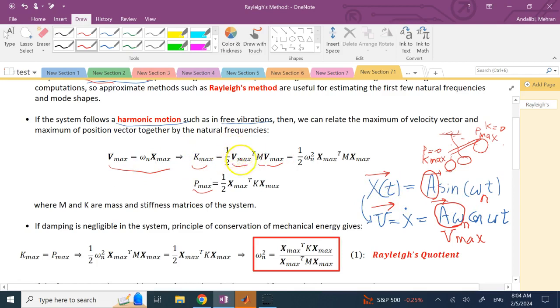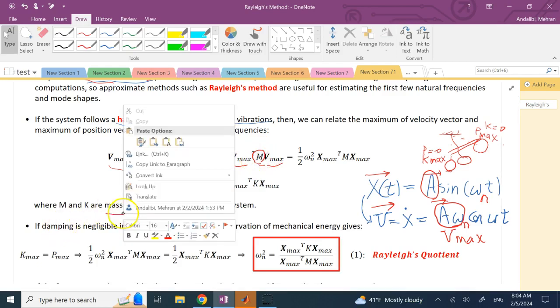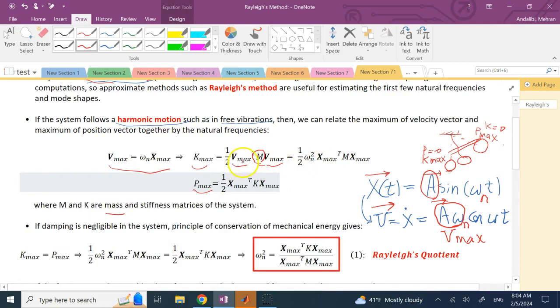So it's going to be 1/2 vector Vmax transpose times M, which is a matrix, and we call it the mass matrix of the system, times Vmax. And for Vmax, you replace it with omega n x max. So here you have 1 omega n, here you have 1 omega n, so you get 1/2 omega n squared x max transpose m x max. And P max is going to be 1/2 x max transpose k x max, and this k, we call it what? The stiffness of the system.